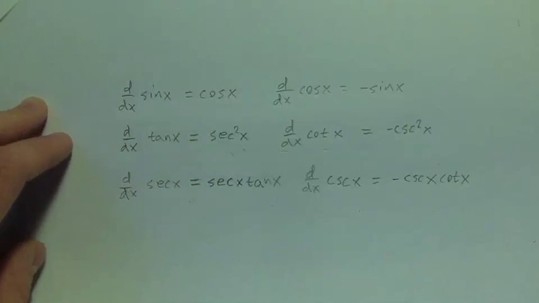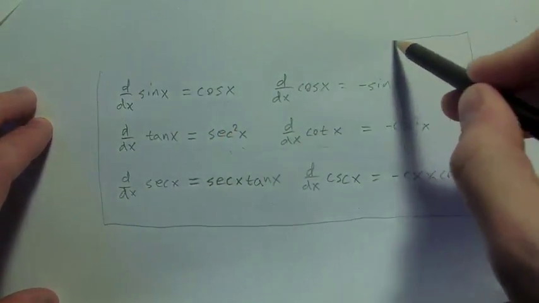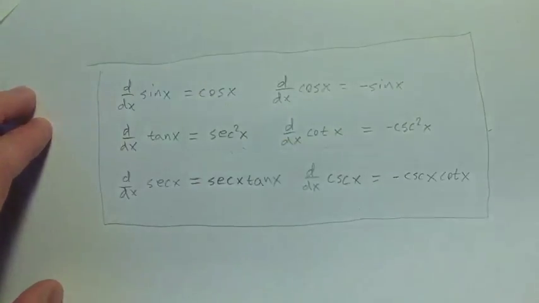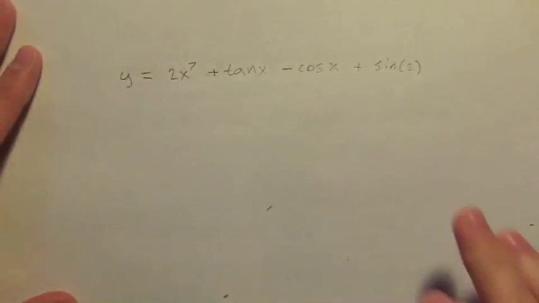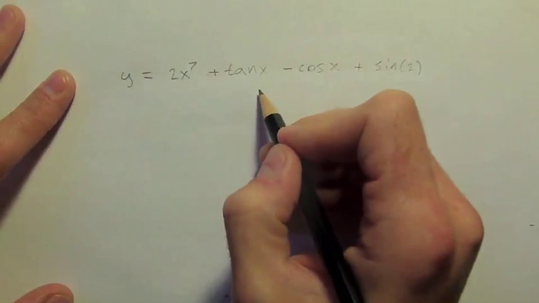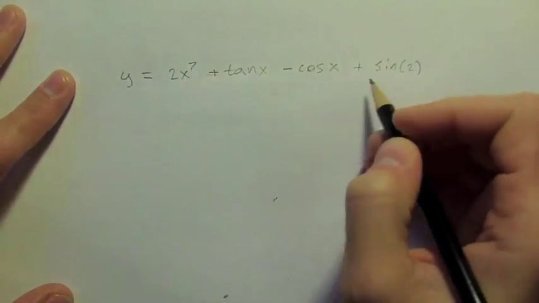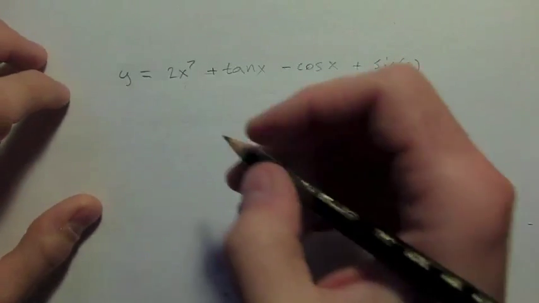Okay. So those are our 6 trig derivatives that we'll be utilizing. Let's look at some examples. We'll start with something like this. Let's say we have y equals 2x to the 7th plus tangent x minus cosine x plus sine of 2. We're just mixing this in with types of problems we've looked at before.